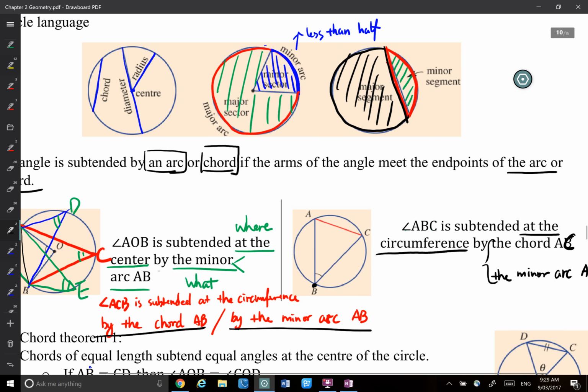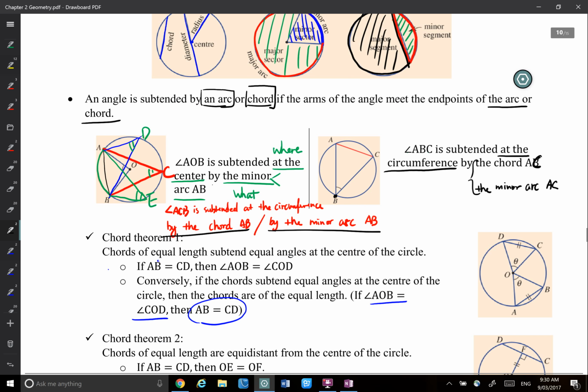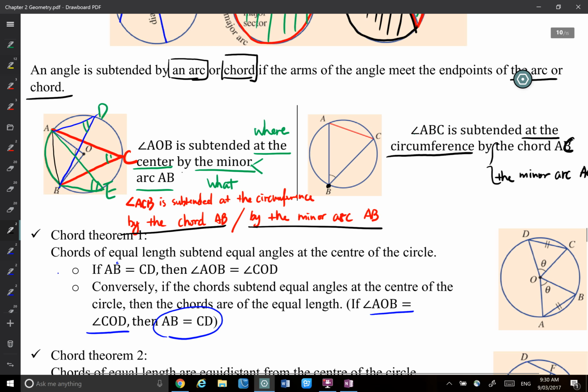And then we have segment. So what is segment? Segment is the area enclosed by the arc and one chord. So enclosed by two things. And we have minor segment and major segment, which is less than half circle or greater than half circle. And then we also talk about the angle subtended by something.